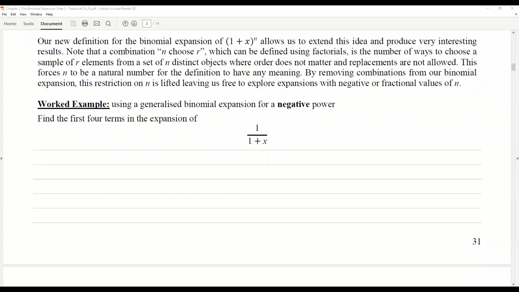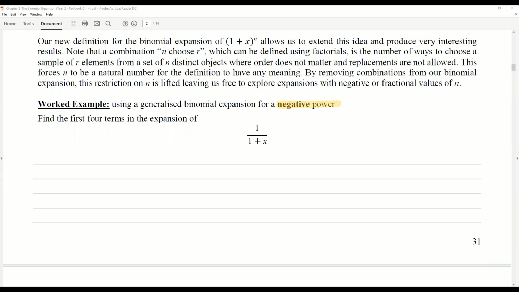For our first worked example, we're going to use our generalized binomial expansion, and which is rather exciting this time, we're going to use a negative power for our n. And this will open up our expansion into a whole new realm of possibilities. Well, hopefully it will. Let's see what happens. So this is our first step over the threshold, really.